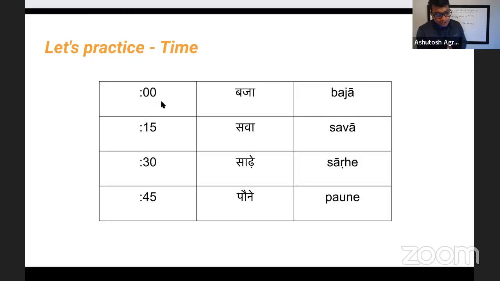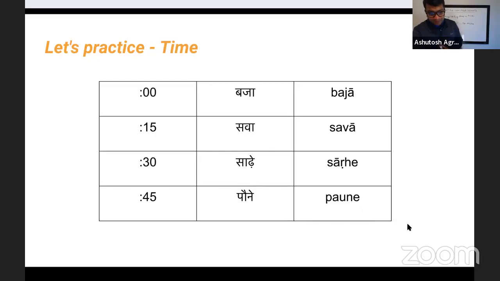The first one is simply baja hai. If it is 2 o'clock, it's do baje hai. But if it is 2:15, and we'll go over it in detail, but I want you to see the table, this part is called sava. And 30, this part is called sadhe. We'll practice speaking it as well. And this piece is called pone. For example, if it is 1:45, it's pone 2 baje hain.